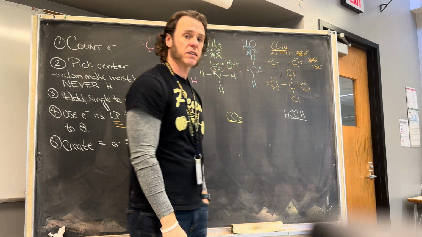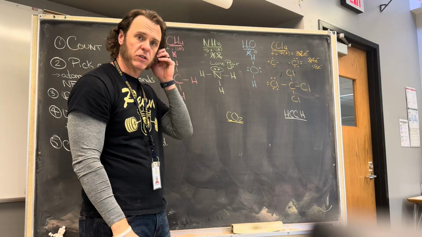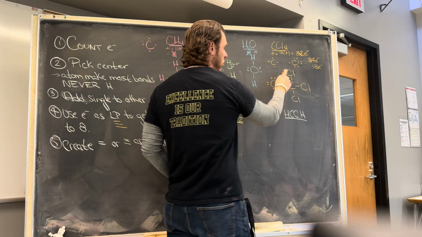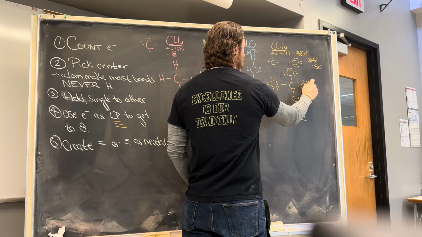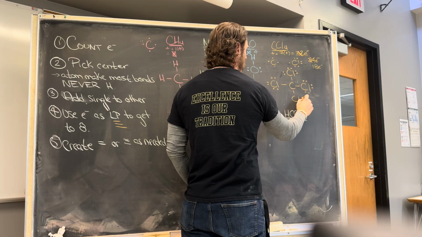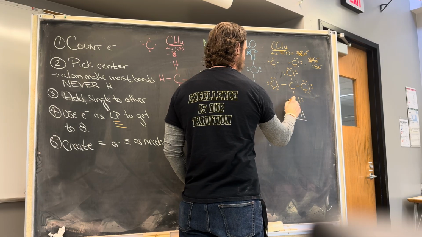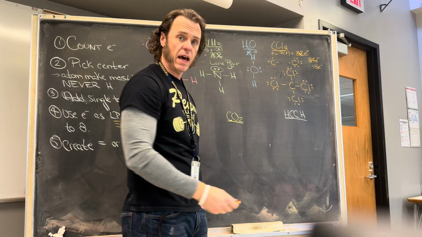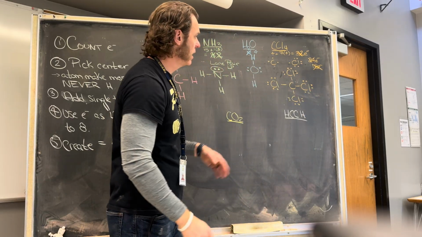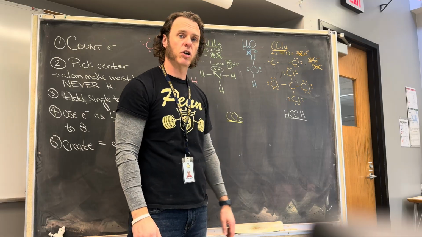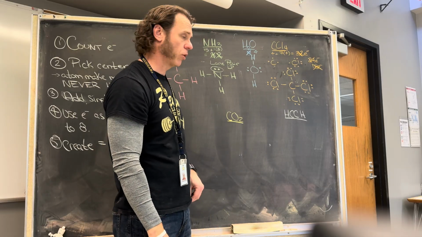I just drew 6 dots, so I'm going to take 6 away from my total. This top one needs 6 more. This one here needs 6 more, and this one here needs 6 more. Because of that, I've just used up all of my electrons, and this is the dot structure for carbon tetrachloride.